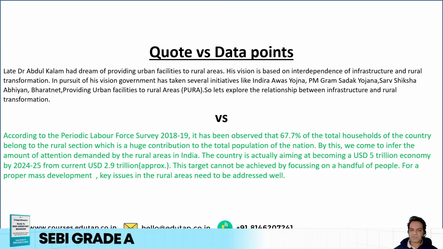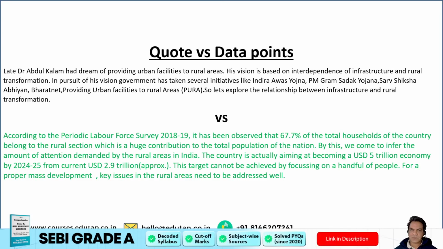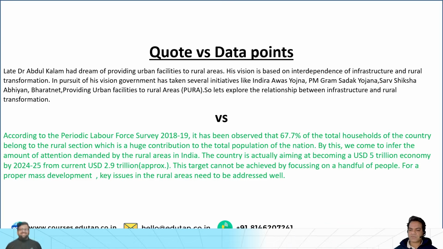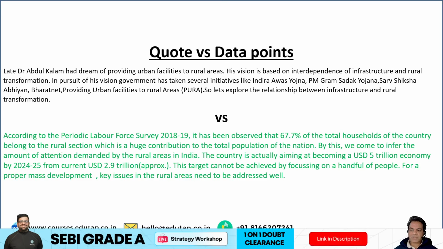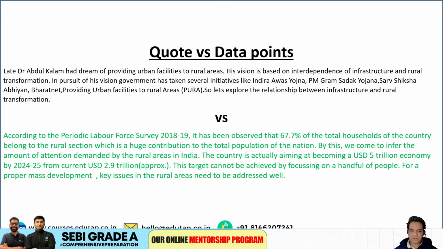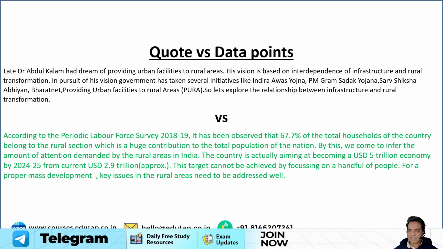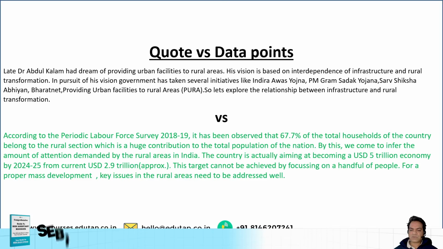According to the Periodic Labour Force Survey, it has been observed that 67.7% of the total households of the country belong to the rural section, which is a huge contribution to the total population of the nation as well as the GDP. By this, we come to infer the amount of attention demanded by the rural areas in India. The country is actually aiming at becoming a $5 trillion economy by 2025. From currently, I mean, this is from last year, obviously, but we can say, a $10 trillion economy by 2030 from the current $4.1 trillion approximately. Now, this target cannot be achieved by focusing on a handful of people. For proper mass development, key issues in rural areas need to be addressed well.